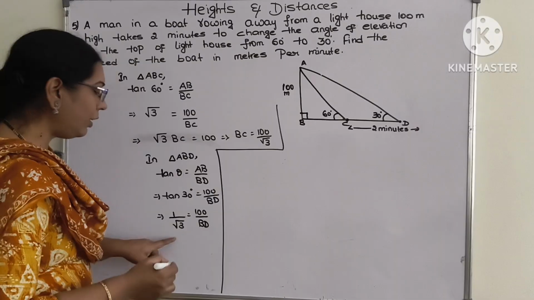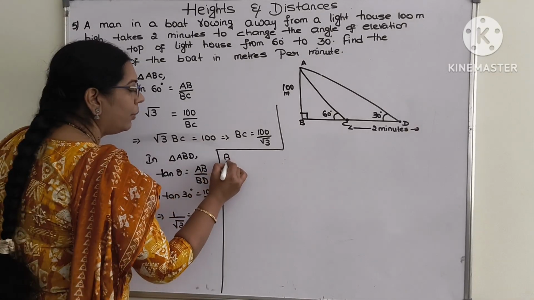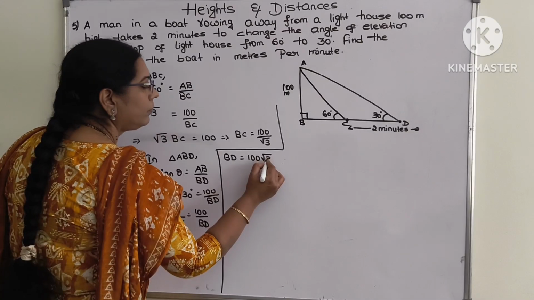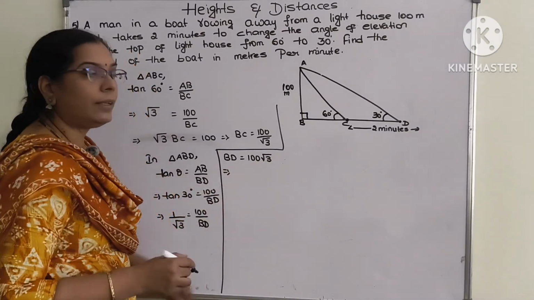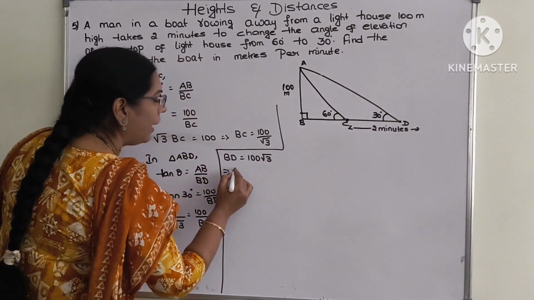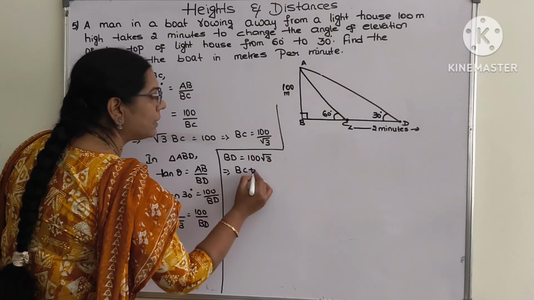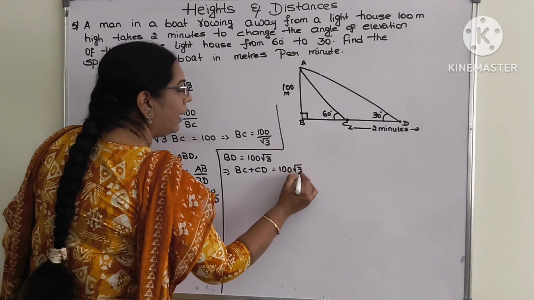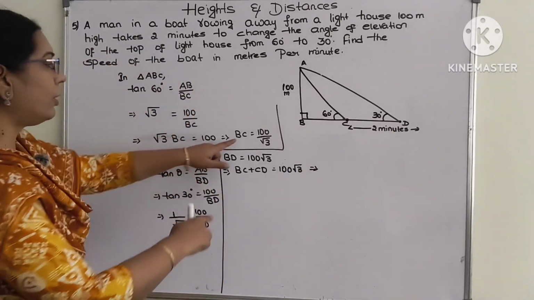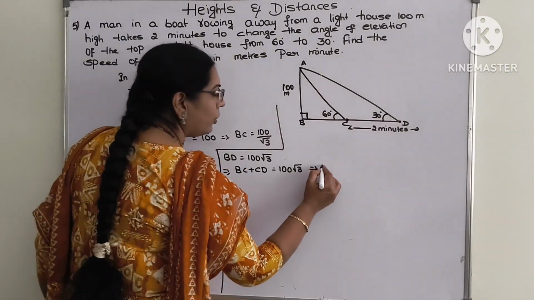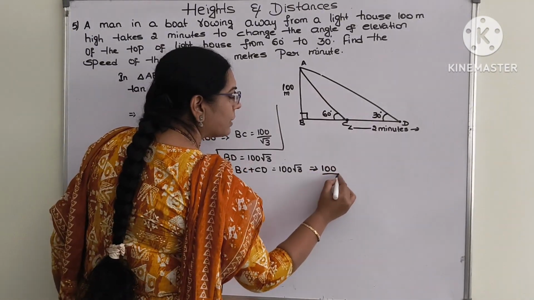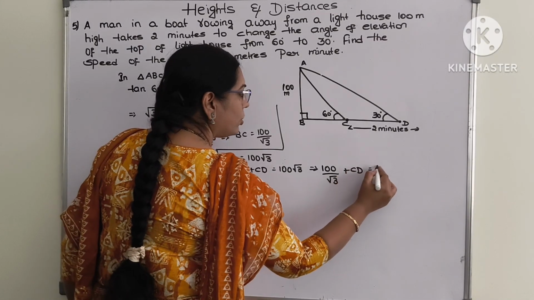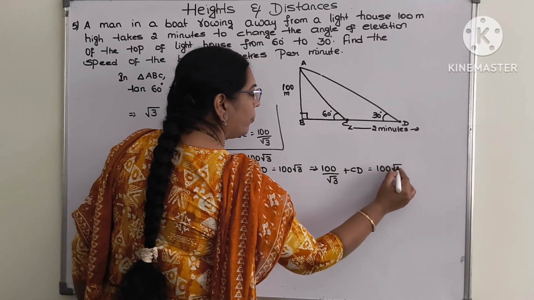Now what I will do? I will do the cross multiplication. BD is equal to 100 root 3. Now I know that BD can be split as BC plus CD, which is equal to 100 root 3, and BC I already found out to be 100 by root 3. So I will write it as 100 by root 3 plus CD is equal to 100 root 3.